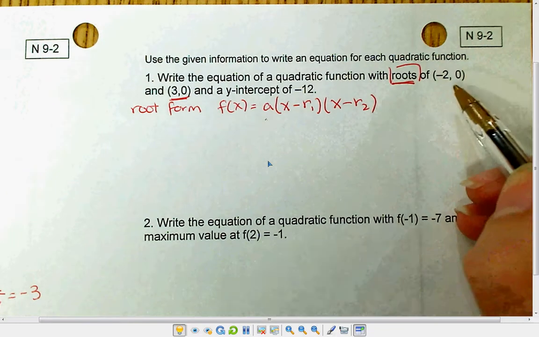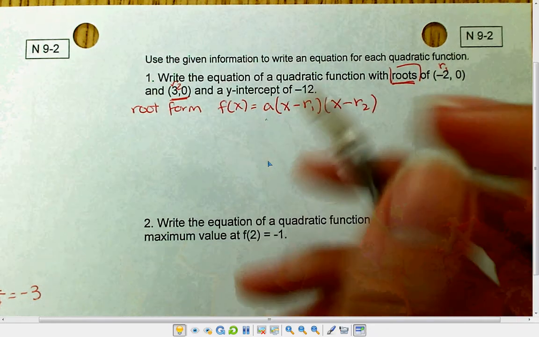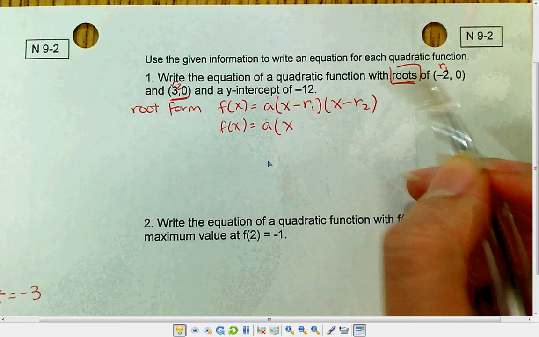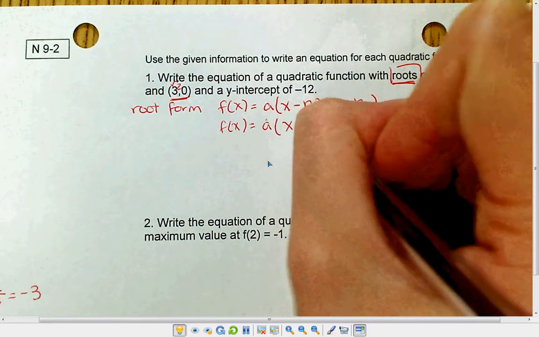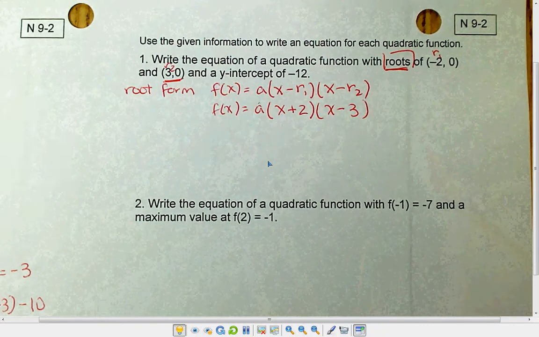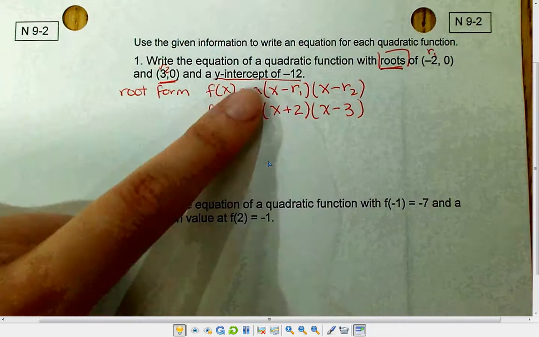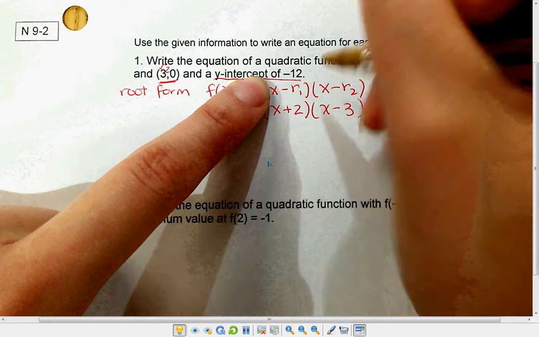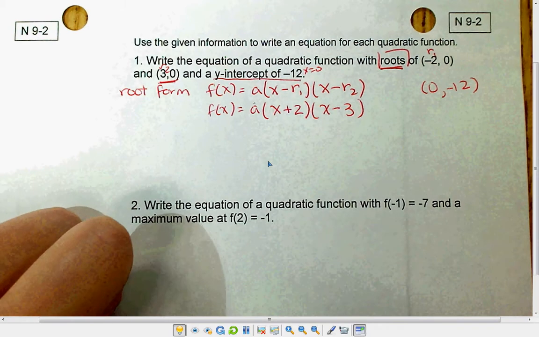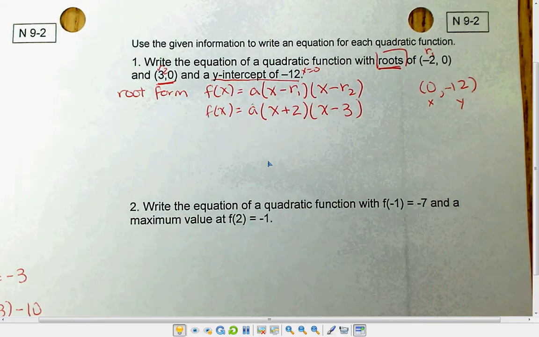So we have our two roots here. This is r1, r2. So we can just plug those into our formula. So f of x equals a times (x minus negative 2, which is the same thing as plus 2), and (x minus 3). So this is what I'm starting off with. The other piece of information we're given is that we have a y-intercept of negative 12. If you have a y-intercept of negative 12, this means that your x value is equal to 0. So really, they're giving us a point here, (0, negative 12). And this is your x and your y value. So we have both x and y.